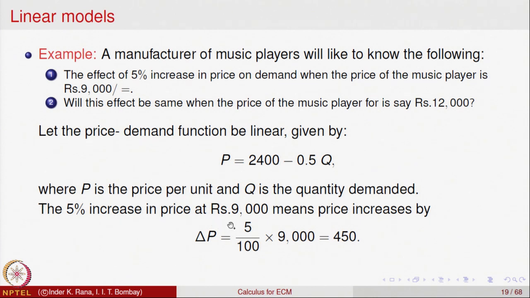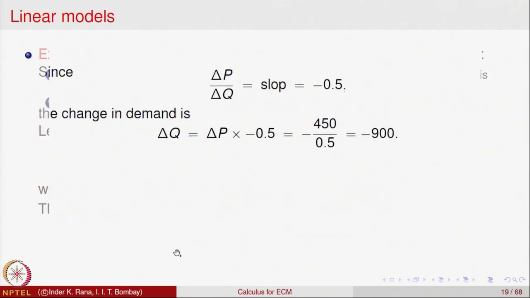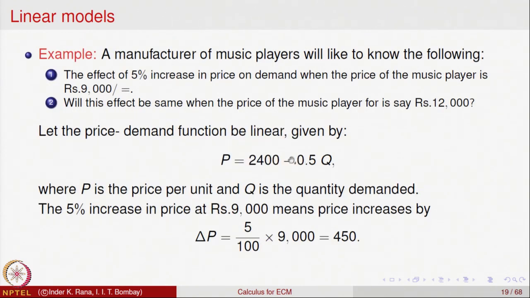The 5% increase in the price when the price is 9,000 means, what will be the increase in the price? 9,000 is at present the price of the music player, 5% of that is 450. So, that is the increase in price, delta P. And also you know delta P by delta Q, y2 minus y1 divided by x2 minus x1, is the slope, and here it is a linear equation with slope as minus 5.